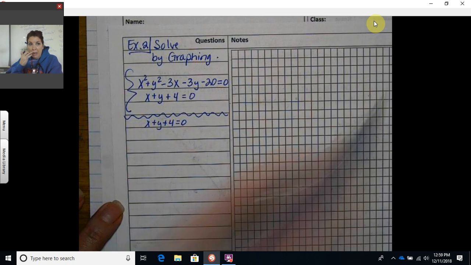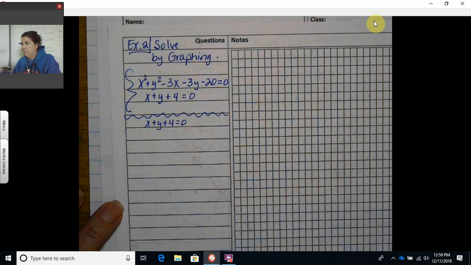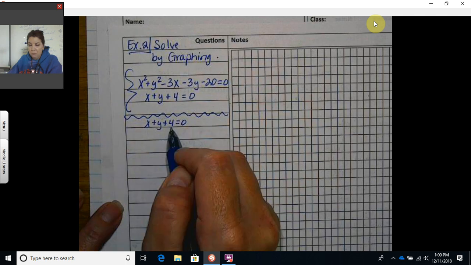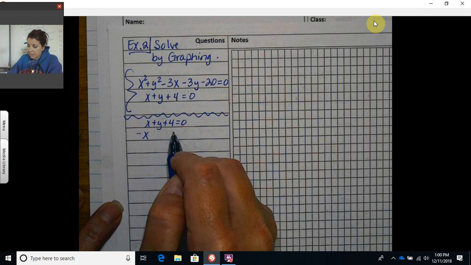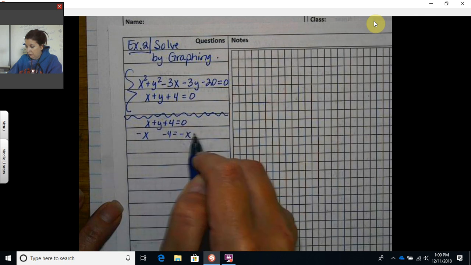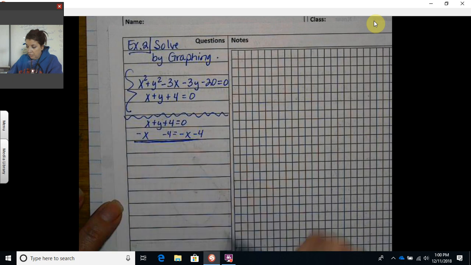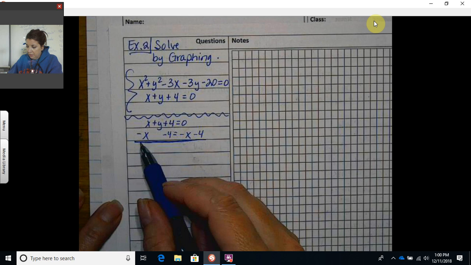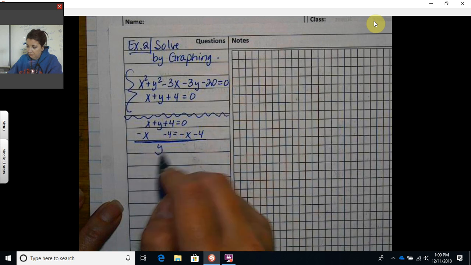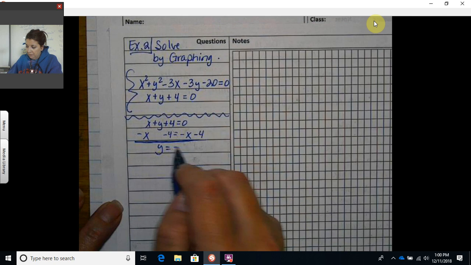It's already positive. I know the easiest thing to do is to move it over to the right, but then it's going to be negative, which is fine, but then you got to get rid of that. So I'm just going to move the 4 and the x at the same time. So I'll have to subtract x, and I'll have to subtract 4 from both sides. So x minus x is 0, 4 minus 4 is 0, so I'm left with y on the left side. On the right side, negative x, and 0 minus 4 is negative 4.